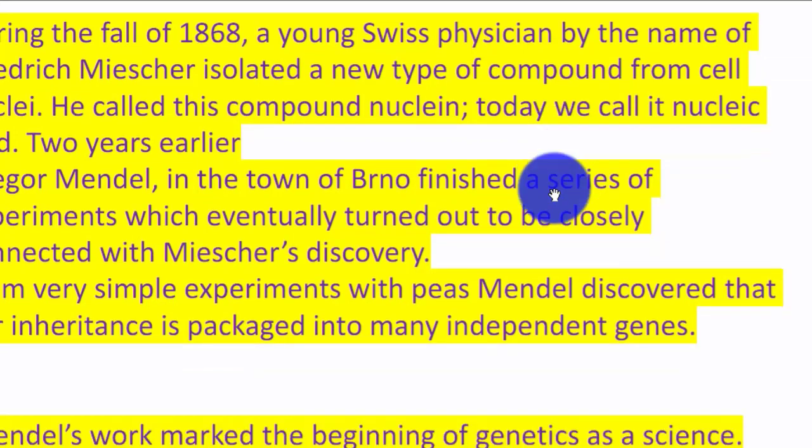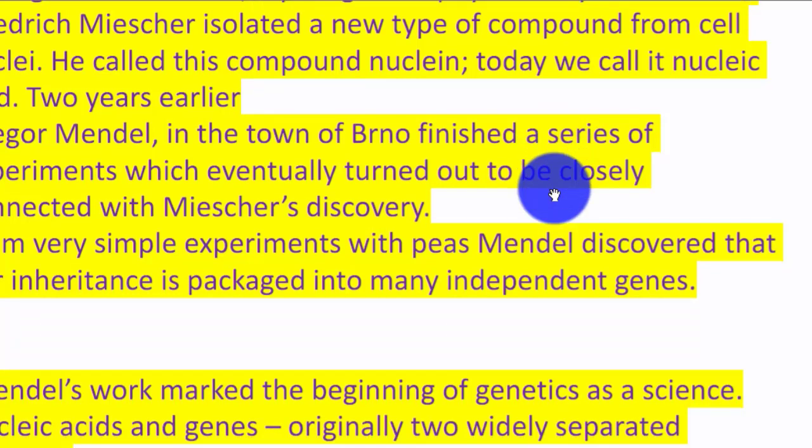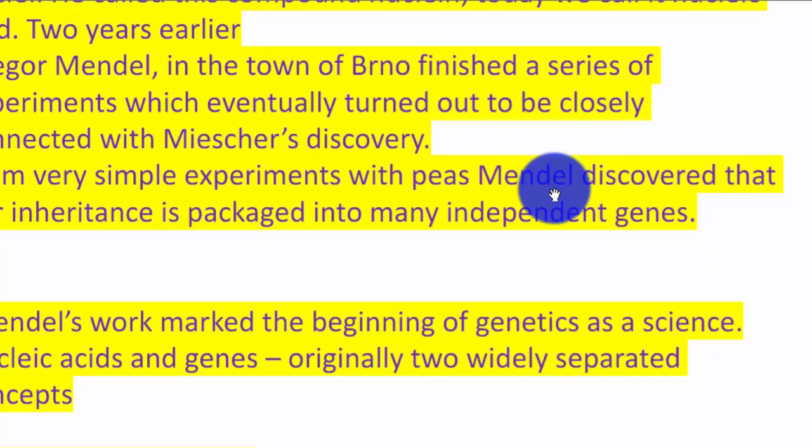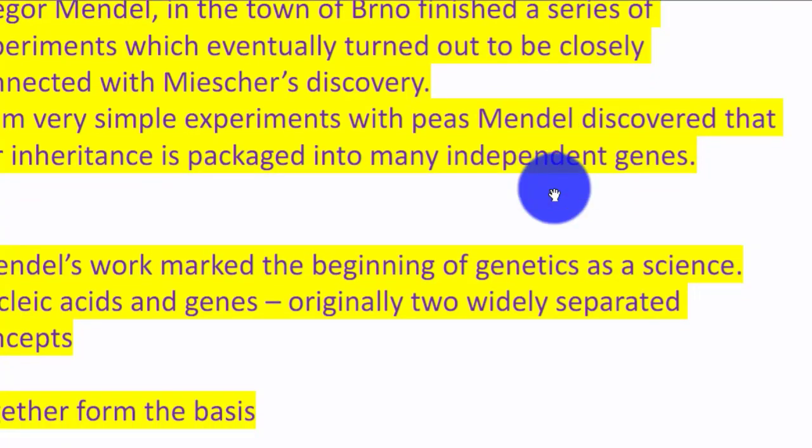During the fall of 1868, a young Swiss physician by the name of Friedrich Miescher isolated a new type of compound from cell nuclei. He called this compound nuclein. Today, we call it nucleic acid. 2 years earlier, Mendel in Brno had finished a series of experiments that eventually turned out to be connected with a major discovery.